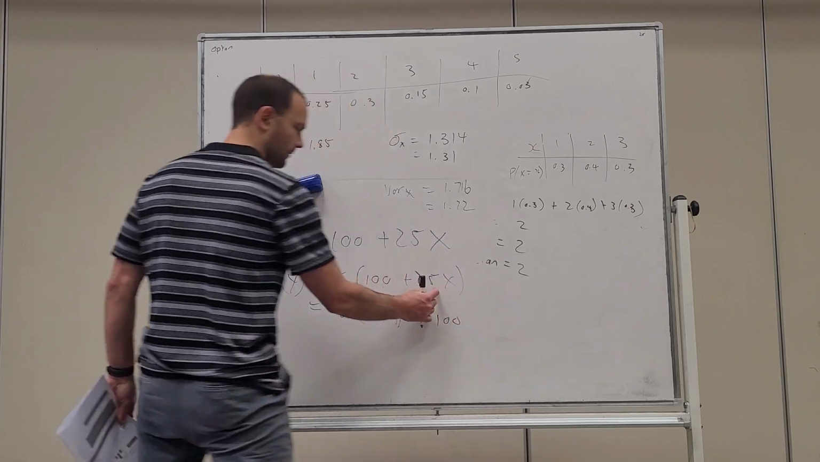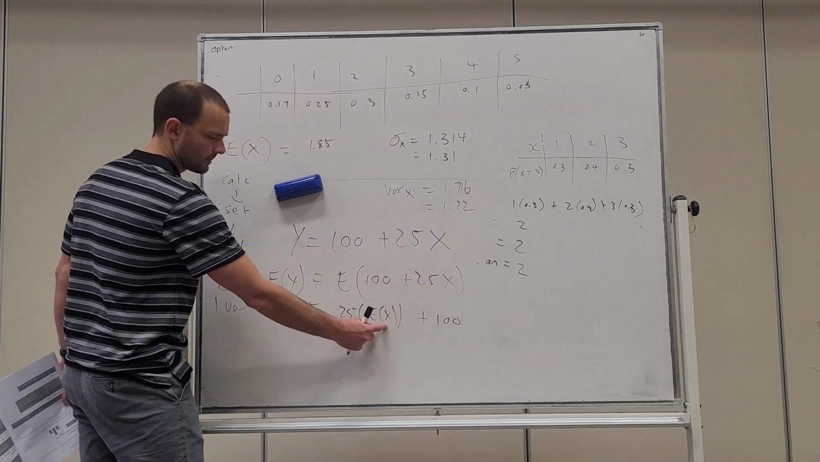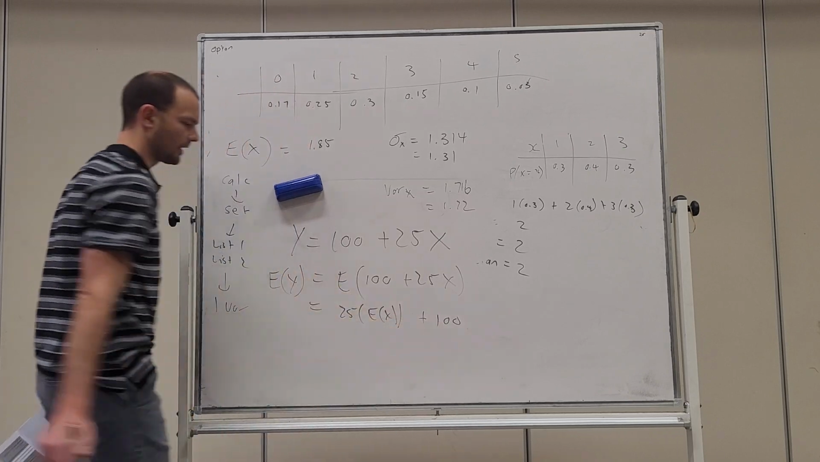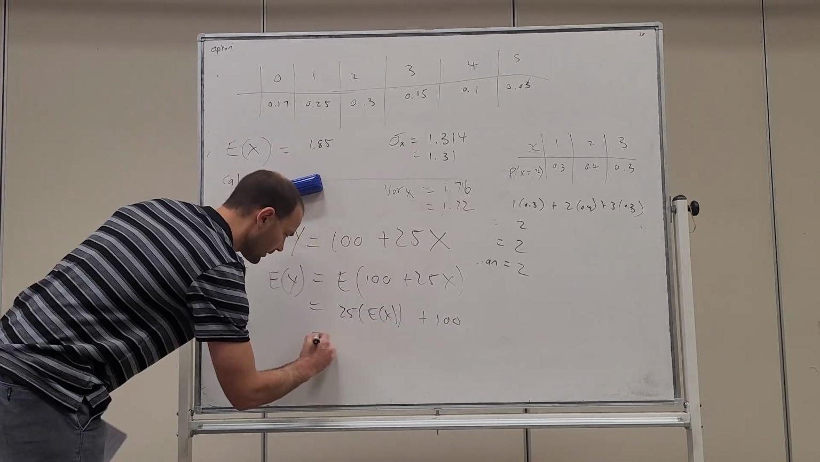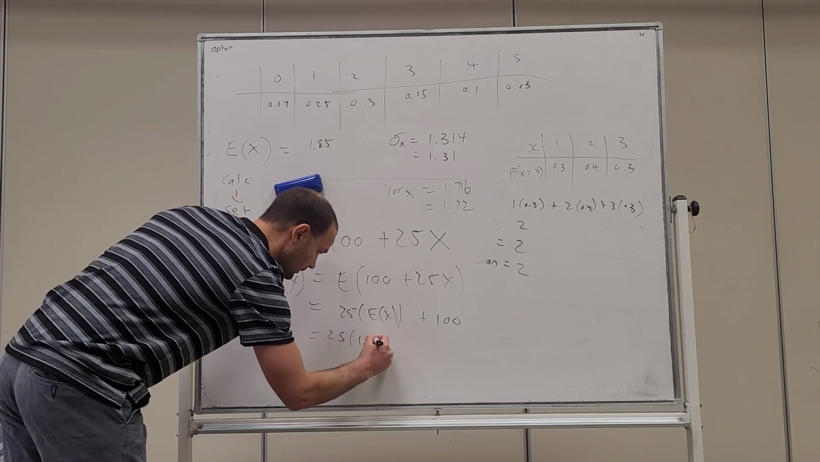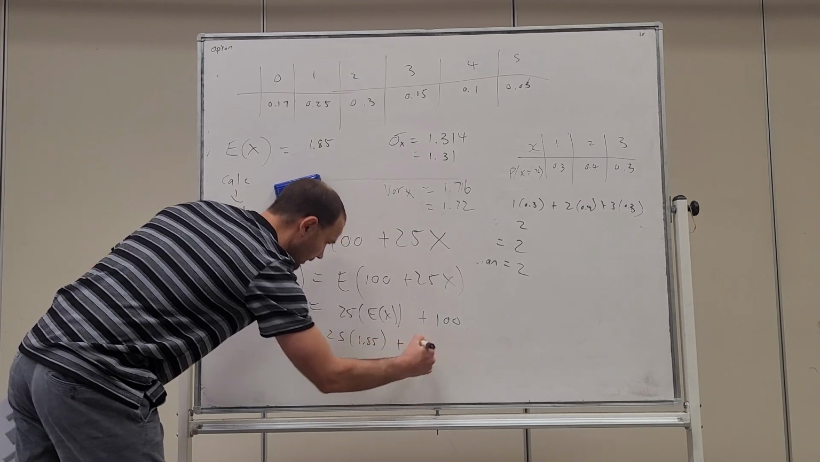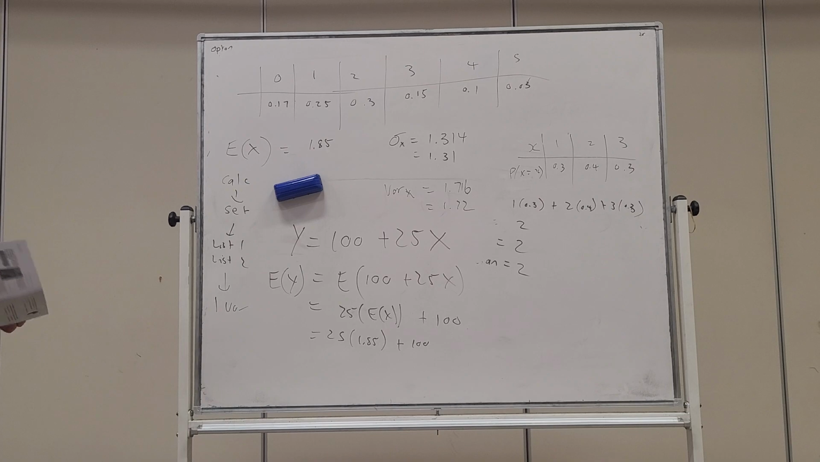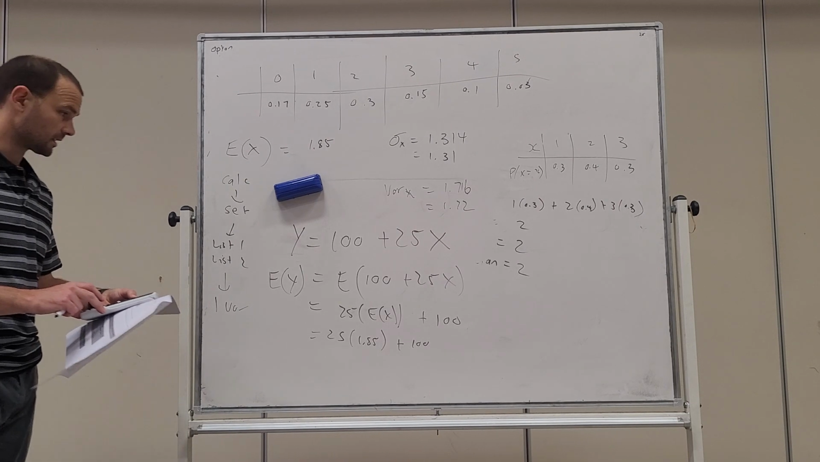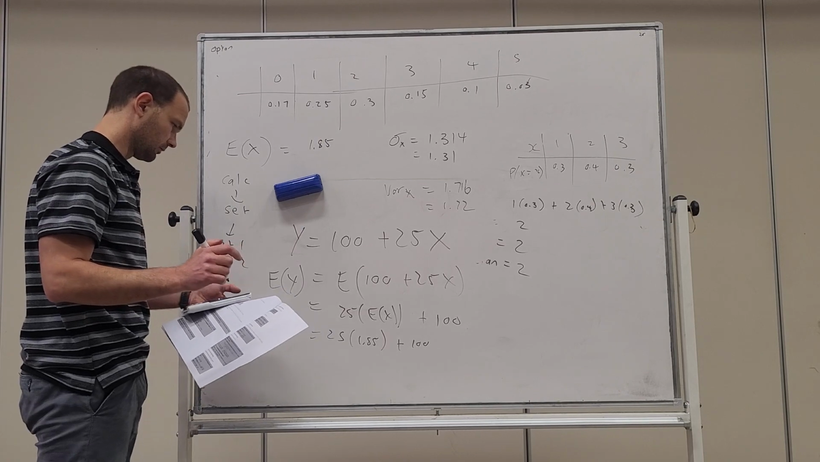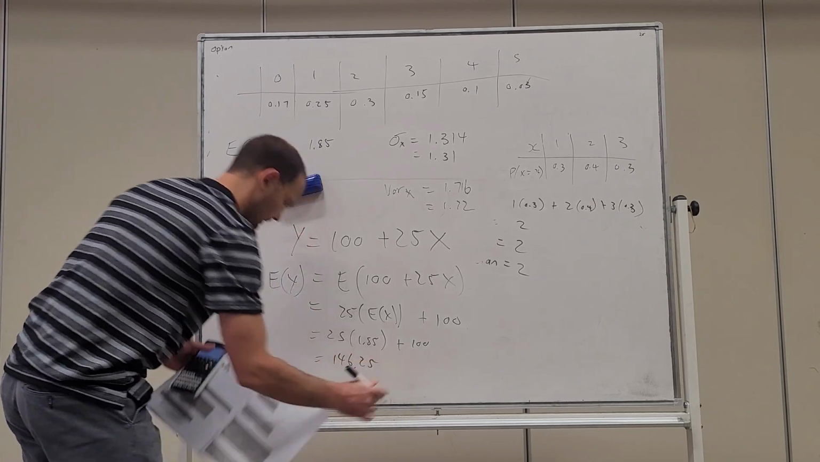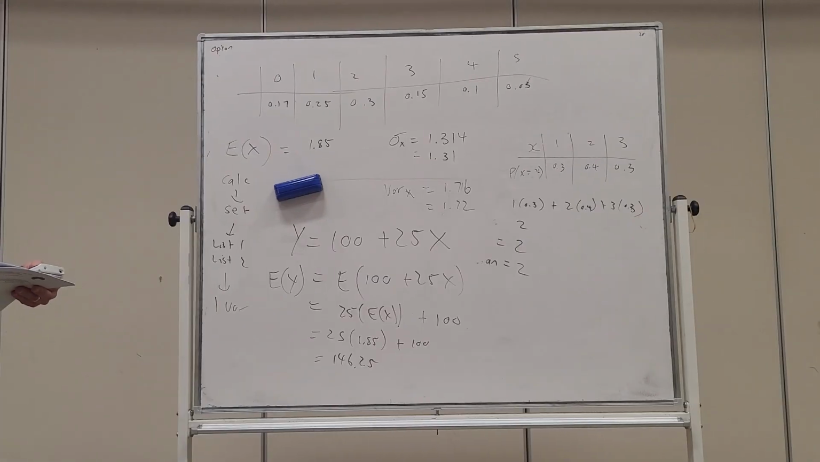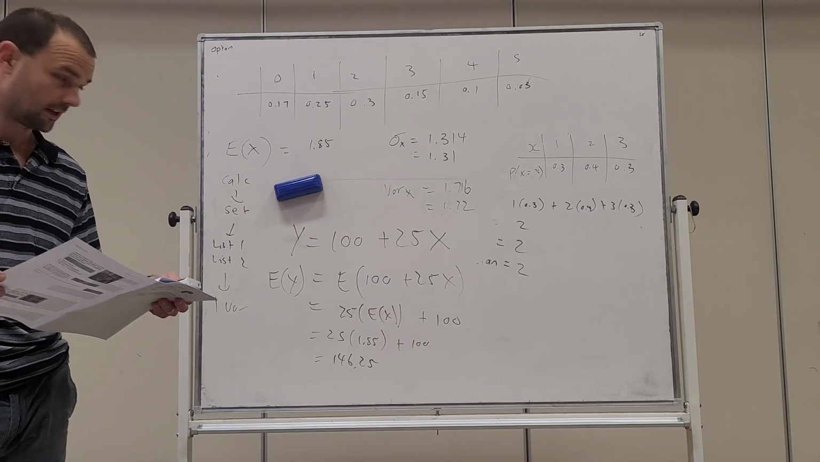Alright, so it's the coefficient of the variable multiplied by the expected value of the variable, and then that constant just hangs out. So in our circumstance, 25 times 1.85 plus 100. So 46.25, 146.25. Okay, and we can follow suit for the variance and the standard deviation.